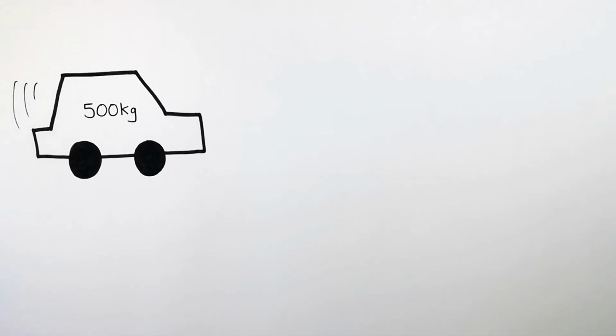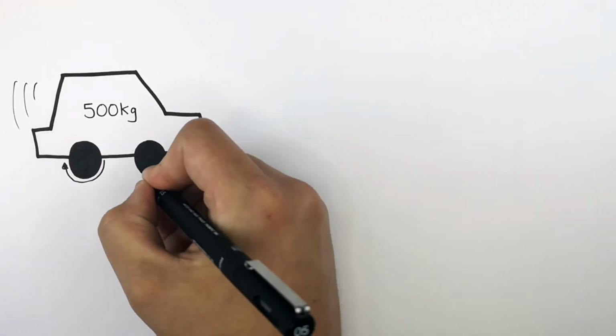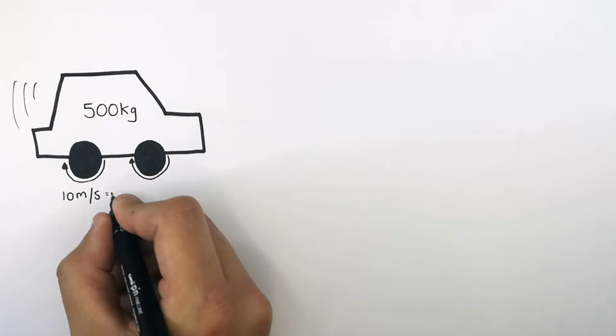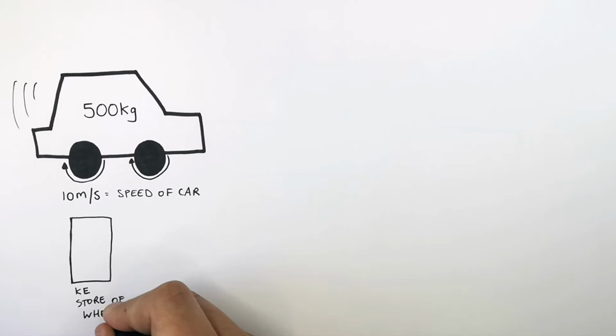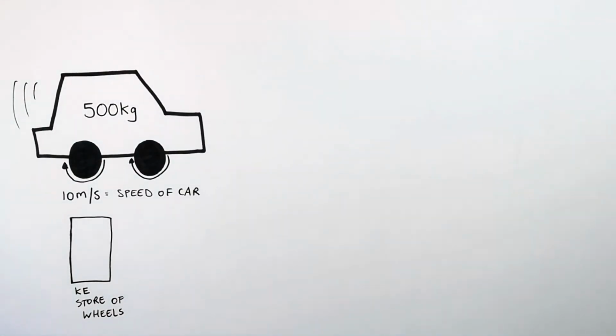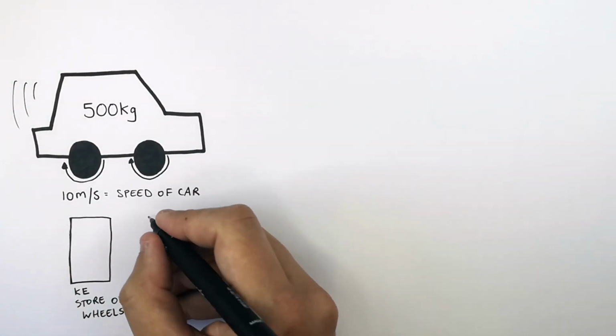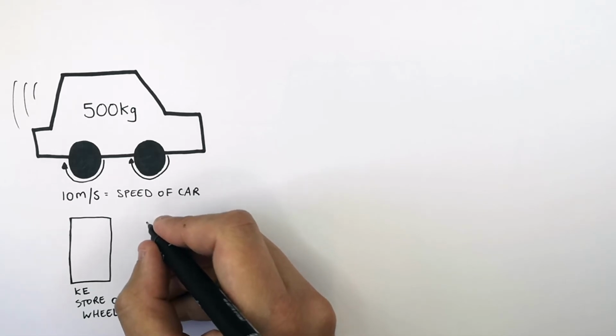This car has a mass of 500 kilograms. It is traveling at a speed of 10 meters per second. So this is the car's speed. So the car currently has energy stored in the kinetic energy store of the wheels. So we can now use this information to calculate the kinetic energy stored in the wheels.